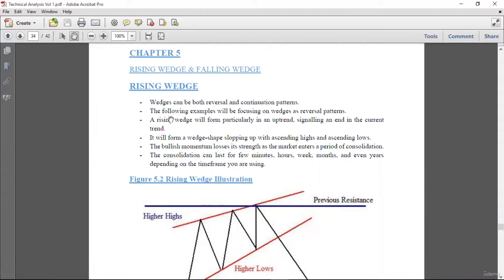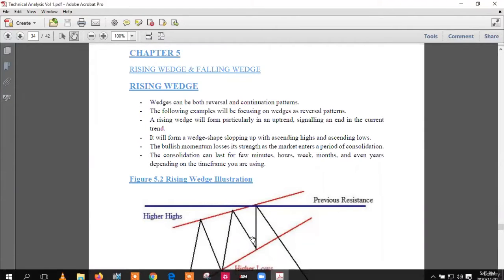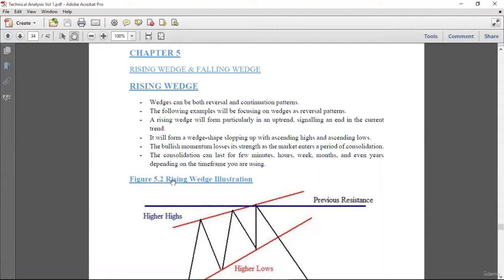Wedges can be both reversal and continuation patterns. So this pattern here can be used both as a reversal and as a continuation. But in this section, we'll just focus on them as reversals. You can use them as continuation, applying the same rules. The following examples will be focusing on wedges as reversal patterns.